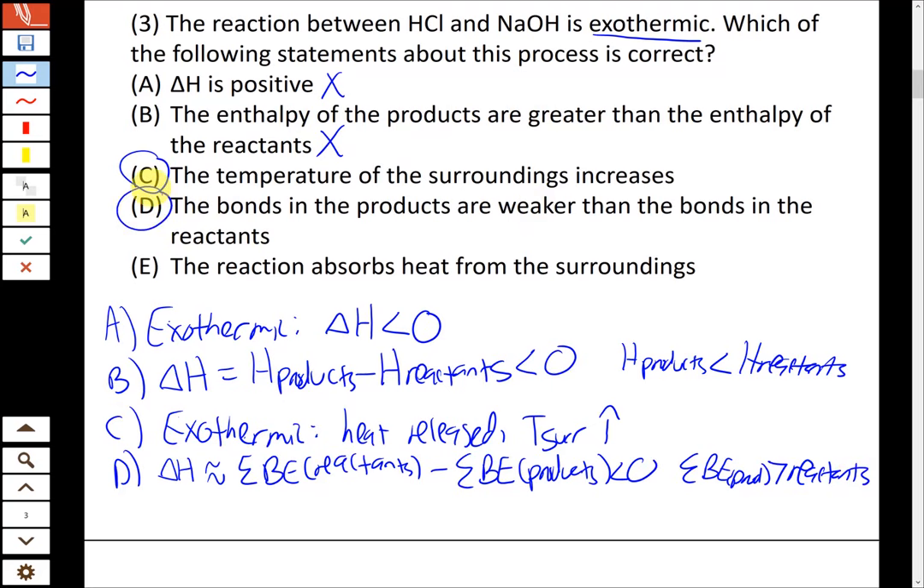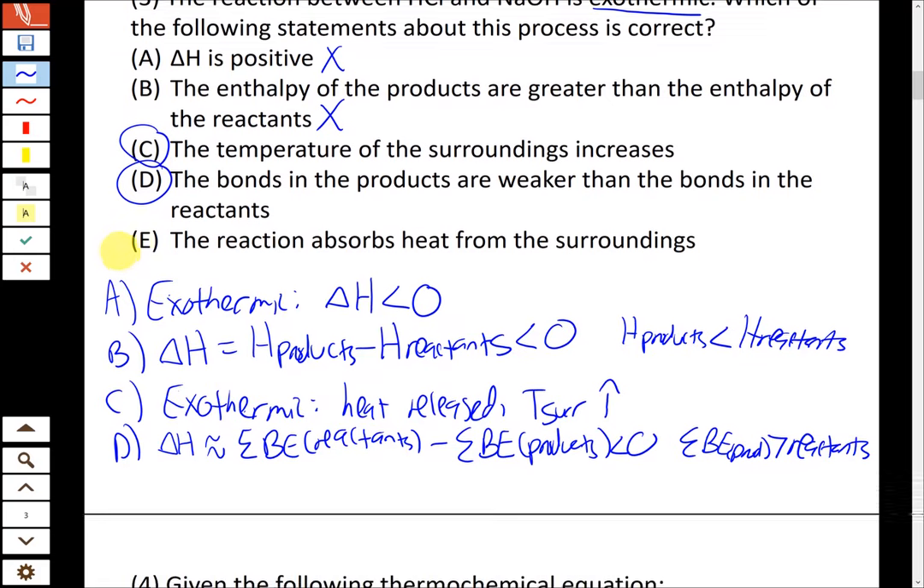Another way to think about that is when you do a chemical reaction, when you form chemical bonds, you're forming attractions between electrons and the nuclei, you're releasing energy. And so if you have an exothermic reaction, the bonds that you form on the product side need to be stronger. They need to release more energy than the bonds that you broke on the reactant side, which you have to put energy into. So that's another aspect of an exothermic reaction.